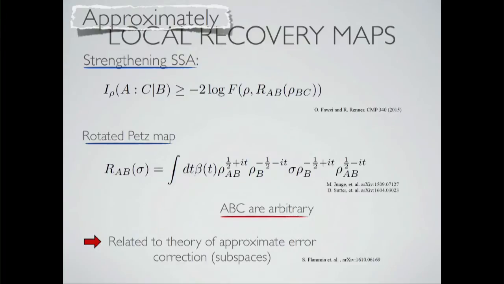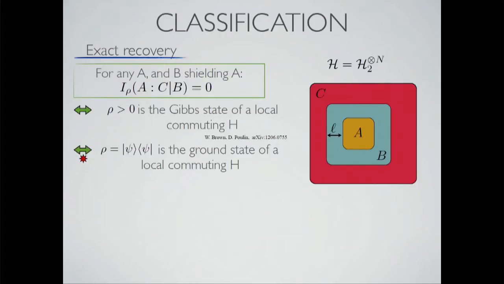Unsurprisingly, this theory is also related to the theory of approximate error correction, but I won't be talking about that right now. Now, beyond this, what I want to argue is that this conditional mutual information somehow gives us a partial classification of many body states of matter, or at least in the non-critical phases.